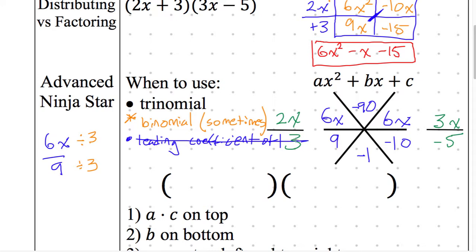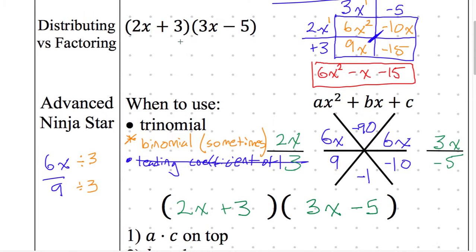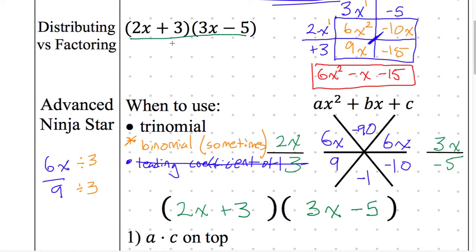Now that I've reduced the fractions, I just write them out. So 2x plus 3. That was the left. It doesn't matter which one is on the left, which one is on the right. You can switch them. And then on the right, 3x minus 5. And there's our answer. And you will see that if I go back to my original problem, that is what I started with. 2x plus 3, 3x minus 5. We went forwards and we went backwards with the same problem.